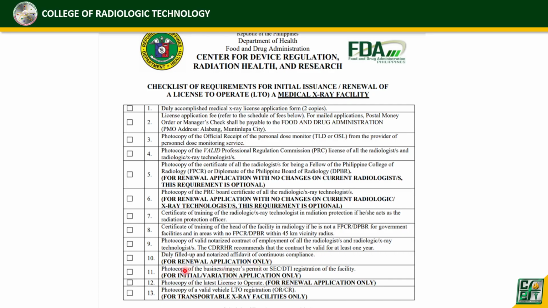Okay. For initial application, photocopy of the business or mayor's permit, kasama yung SEC and DTI registration. SEC is Securities and Exchange Commission. Okay. Then, photocopy of the latest license to operate for renewal application. Photocopy of a valid vehicle LTO registration, ORNCR, for transportable X-ray facilities only. Okay? So when we say transportable, ito yung mga nasa van or nasa mga buses na X-ray machine. Okay?